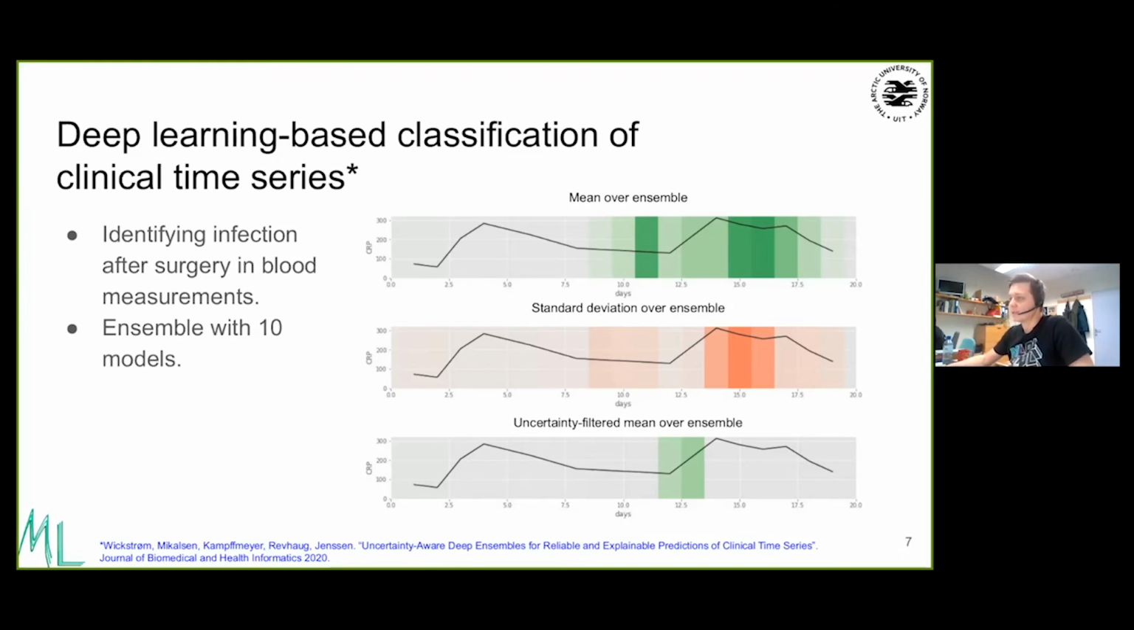And then the question is, okay, is this a sensible explanation? Because as I said initially, we know that the risk of an infection is correlated with an increase in CRP. But when we started looking at these results, we thought, okay, but at around 2, 3, 4 days, we also have an increase in CRP. So shouldn't this also be highlighted as being relevant?